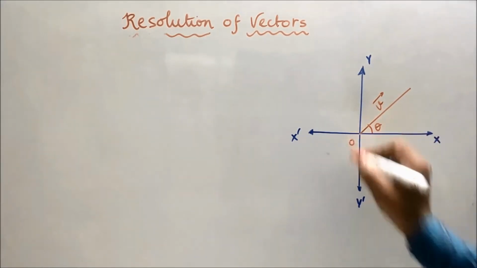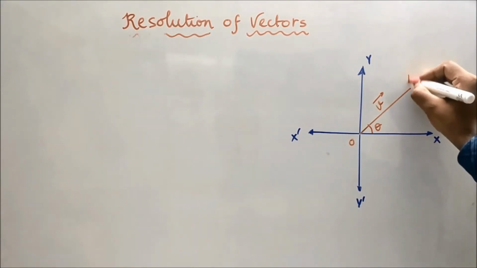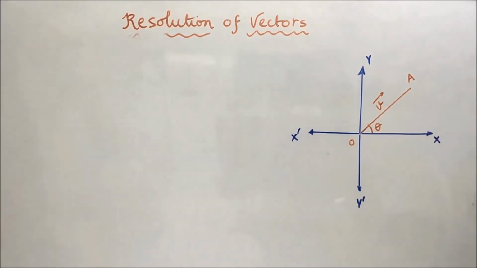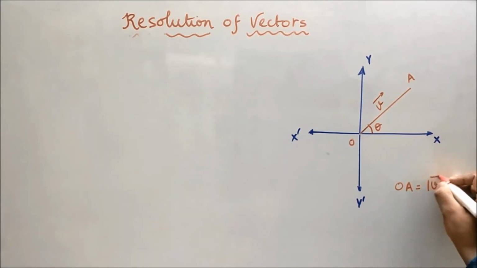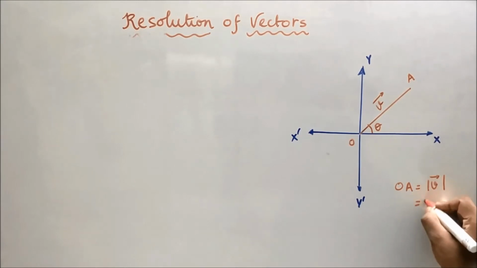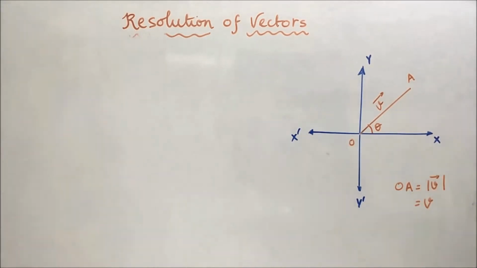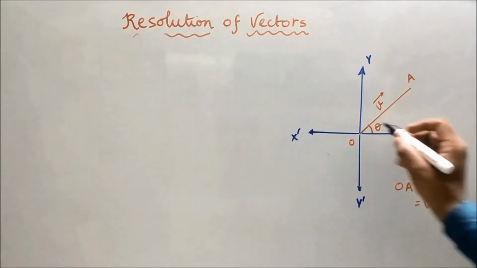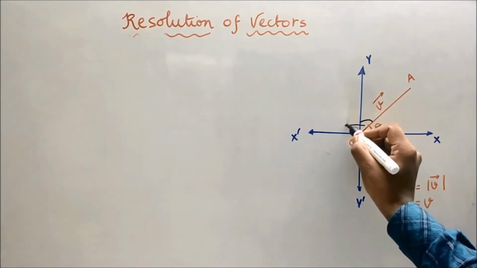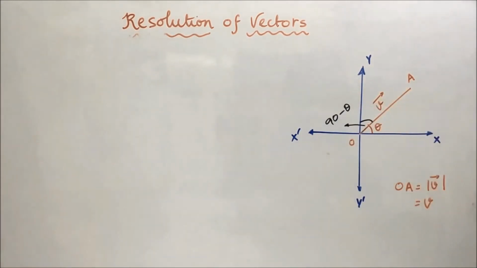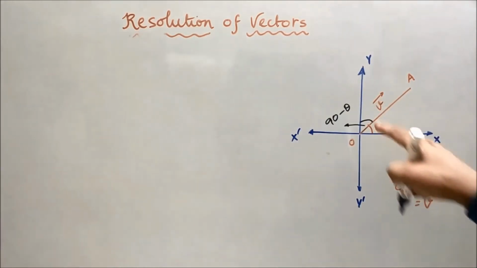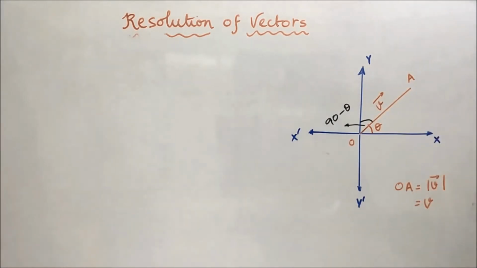So let us write the origin as O, then one of the ends, let us write it as A. So OA is the magnitude of vector v. Let us simply write it as v. If this angle is theta, then this angle will be 90 minus theta, as x and y axes are perpendicular to each other in a Cartesian plane.